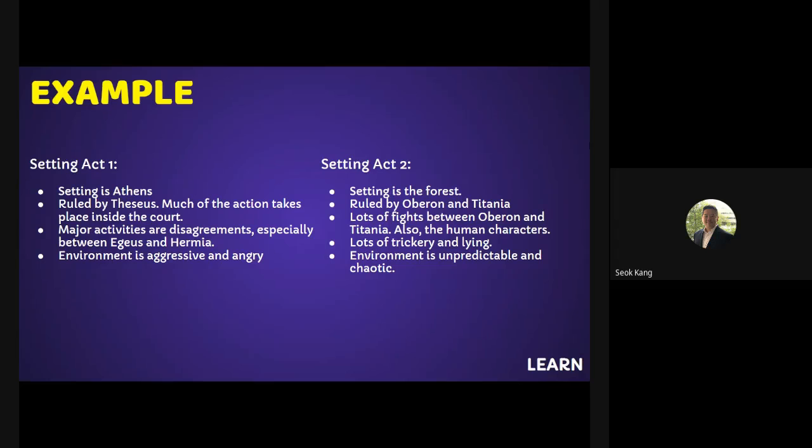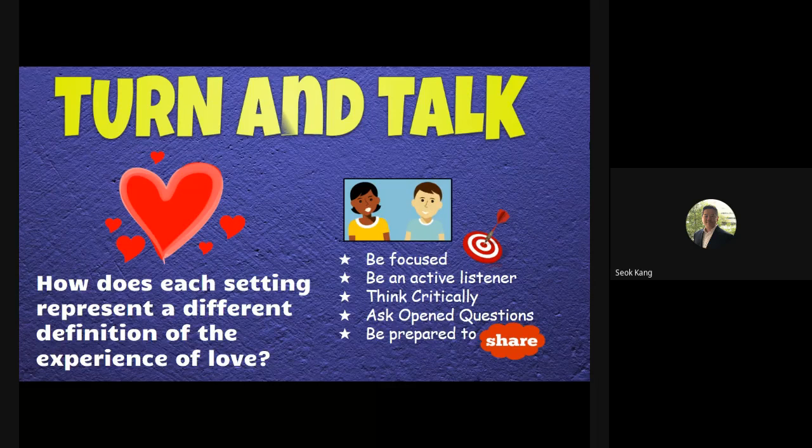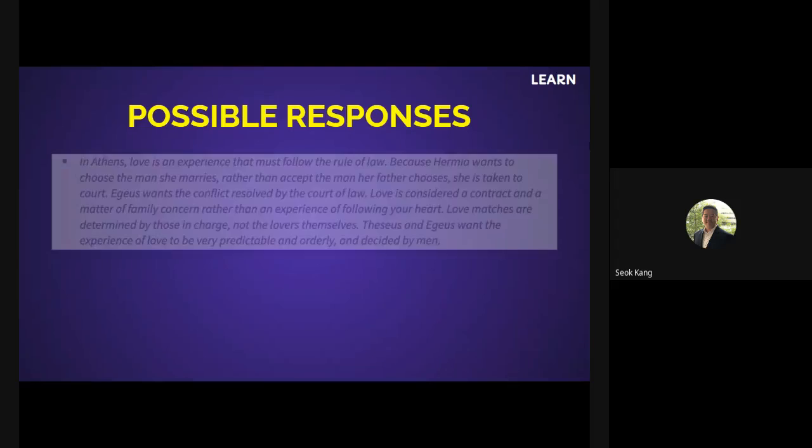It's a lot of similarities with each other, right? A lot of similarities. So, how does each setting represent a different definition of love? Or a different definition of the experience of love? I'm just going to show y'all what I put.